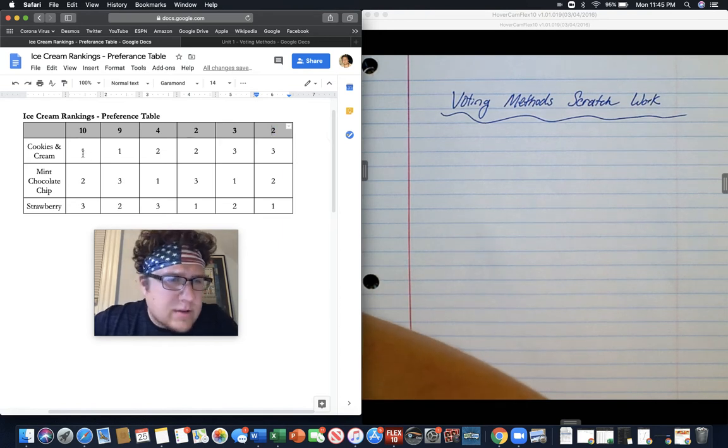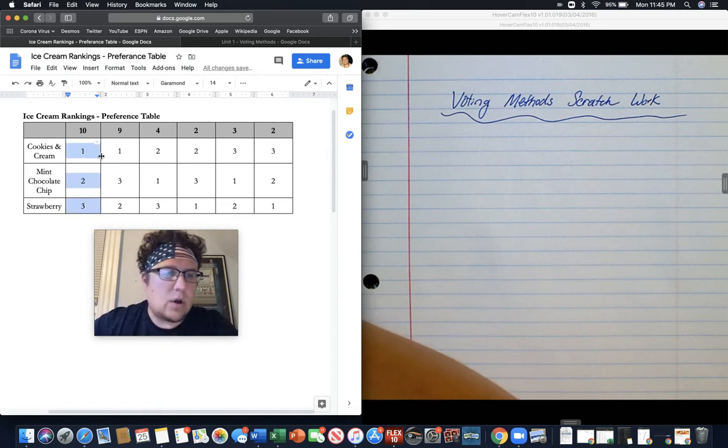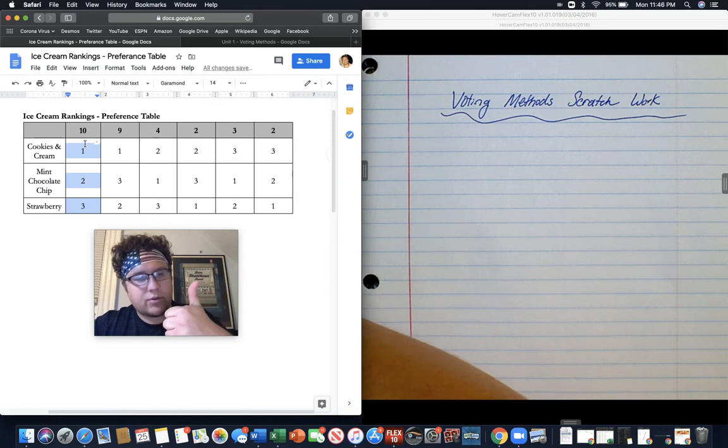Now, what is going on in these bottom numbers? Well, these numbers tell you what these 10 people had as a preference. So you see number 1, number 2, number 3, 10 people exactly said that they liked cookies and cream, mint chocolate chip, and then strawberry. That was their exact preference.